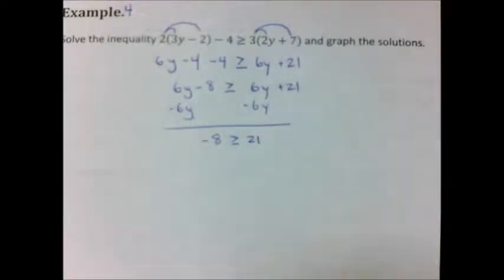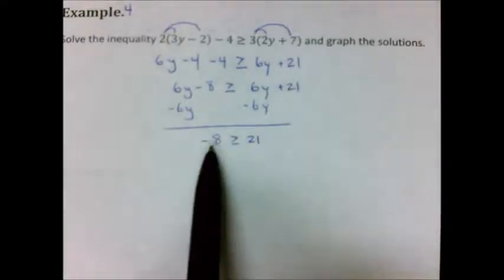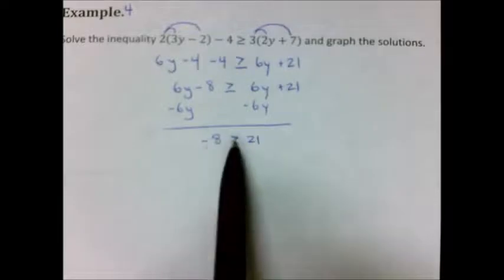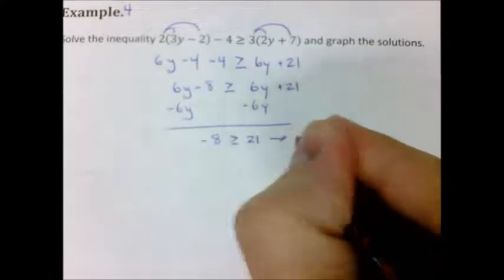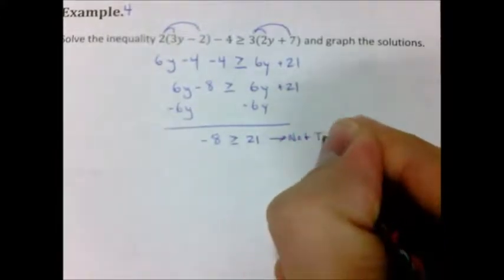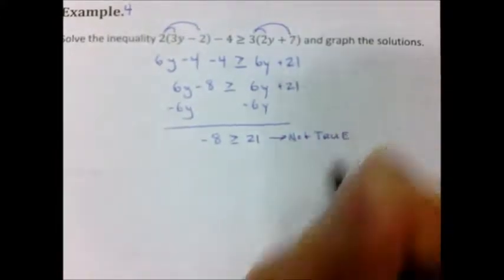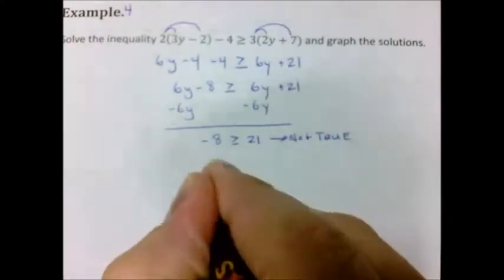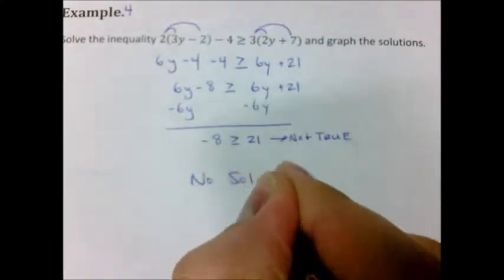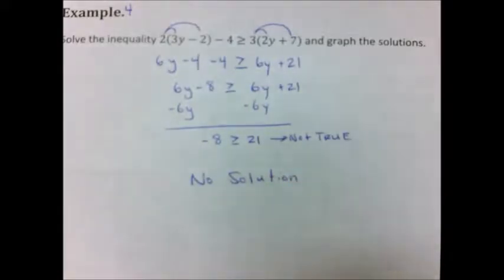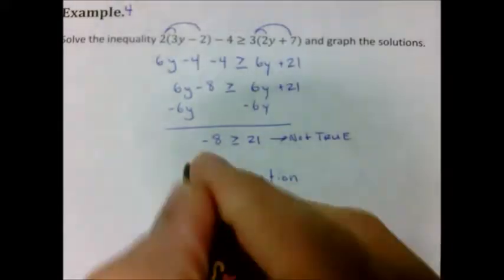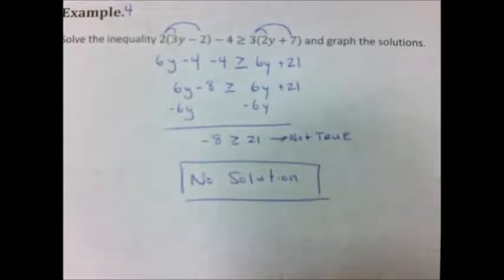Again, we see a situation where we've lost all of our y variables, okay? We've lost all of the y variables, and if we look at this inequality, negative 8 is greater than or equal to 21, that is not true. Because that inequality is not true, that means that this is no solution. There is no solution for which any value of y could be plugged into this situation here and get an actual true inequality. No solution.